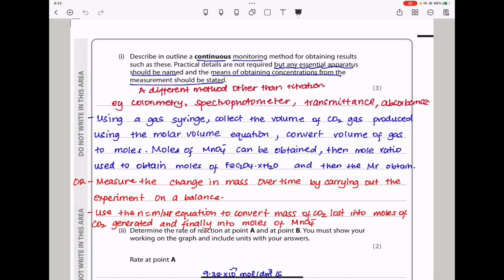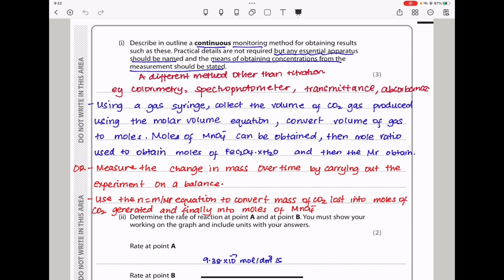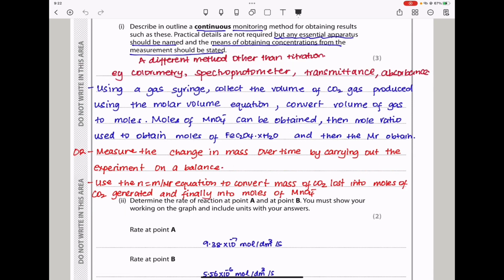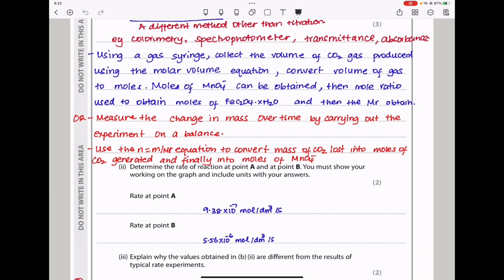Because a gas is coming off, you could measure the change in mass over time by carrying out the experiment on a balance, and then you could use the number of moles is mass over molar mass equation to convert the mass of CO2 lost into moles of carbon dioxide generated, and then finally into moles of the manganate. So next they say determine the rate of reaction at point A and at point B.